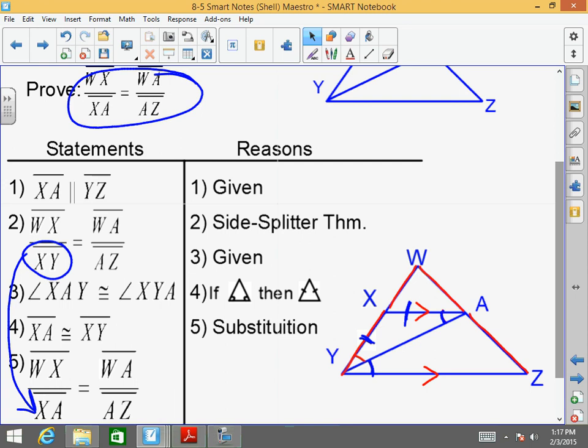Yes, sir, my man. Okay, thank you, sir. So you understand that XA is congruent to XY because of if angles then sides, right? Okay. Let's look at this first proportion we had. Didn't we have WX to XY is equal to WA to AC, right? But didn't I just say that XA is congruent to XY? So I took that XY and I replaced it with XA because of substitution.